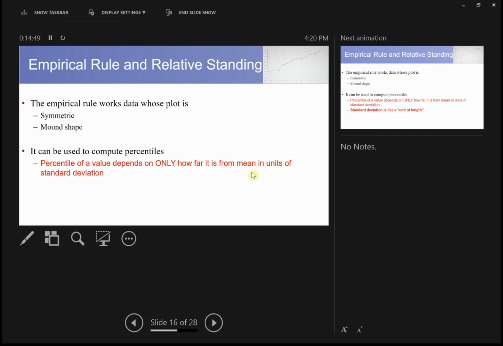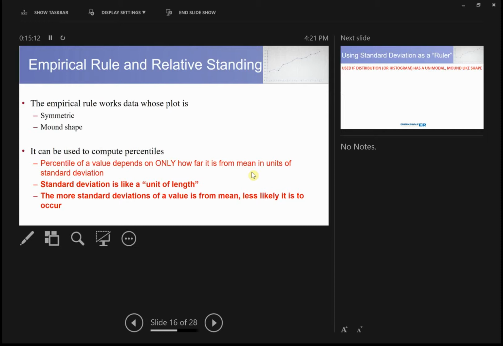Notice that when we have Chebyshev's rule, we can't compute percentiles. Chebyshev's rule doesn't tell you anything about what's happening in the tail. It only tells you about what's happening at certain standard deviations from the mean, what's going on in the center. But now we're going to actually be able to compute percentiles, knowing only the distance from the mean in standard deviations. So now standard deviation really is like a point.